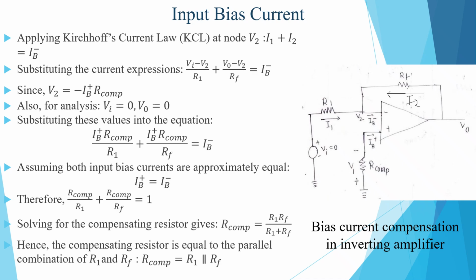Now assume both the input bias currents are approximately equal. So we can write it as IB plus equal to IB minus. Therefore, R-comp by R1 plus R-comp by RF is equal to 1. By solving, the compensating resistor gives R-comp is equal to R1 RF by R1 plus RF, which is equal to R1 parallel RF.